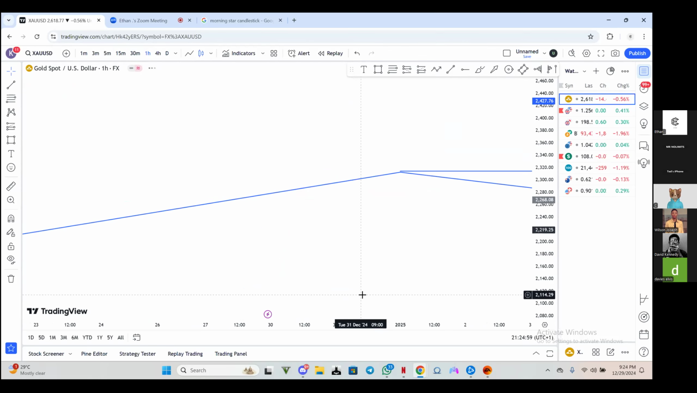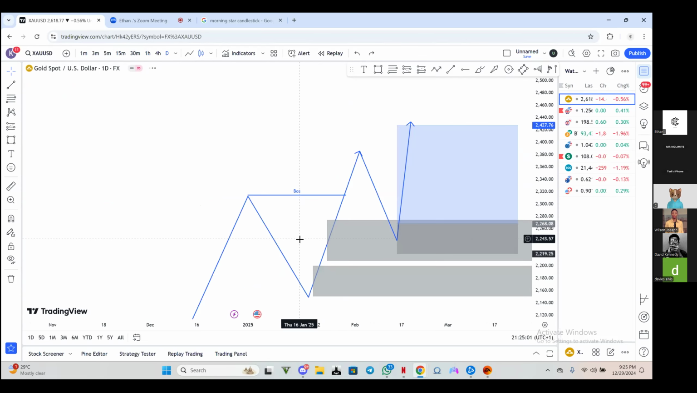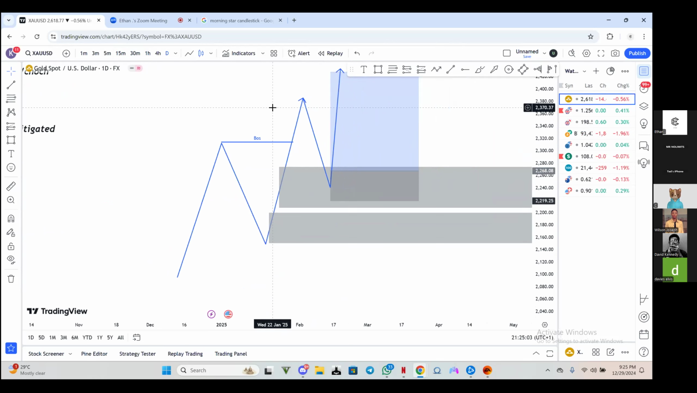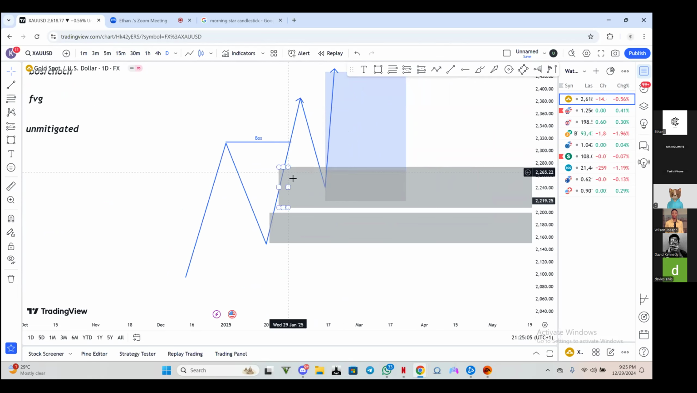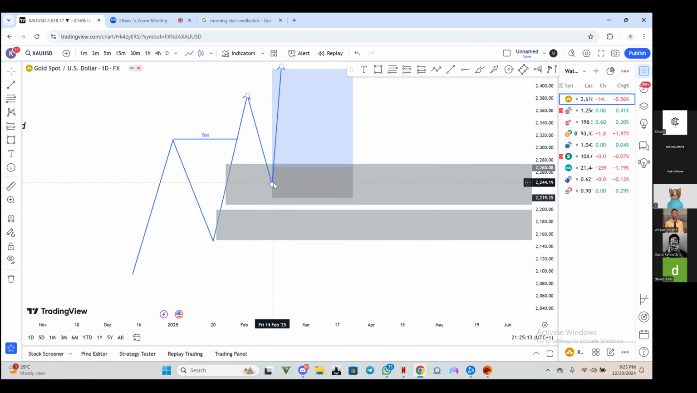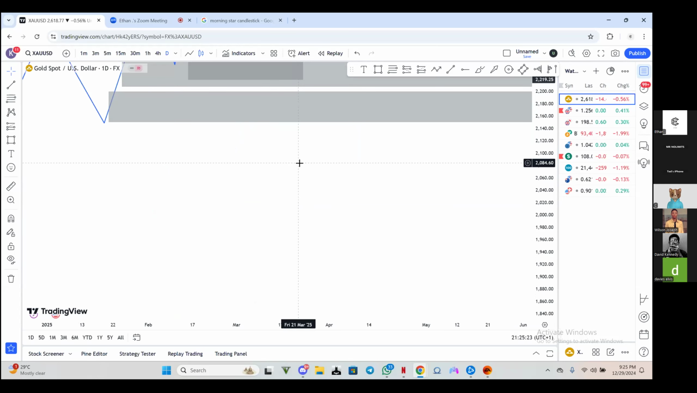Then you go to the 15 minutes or 5 minutes. That is where you look for your morning star. So that's it for the uptrend. Because if it does not use this level, if it's not using the fair value gap, that means it eventually wants to come back to your demand zone. But you need to watch out for the fair value gap because most times price uses the fair value gap. So that's it for the uptrend.